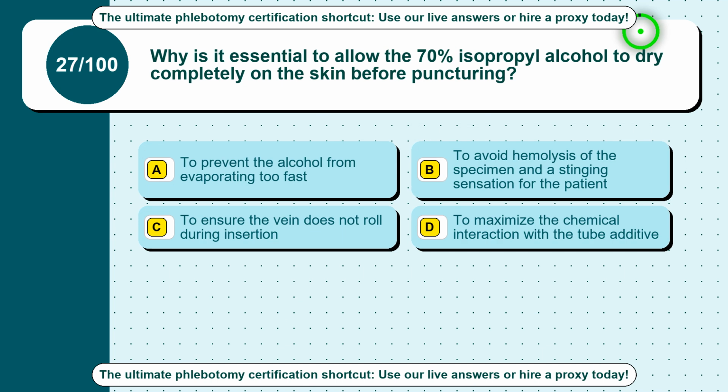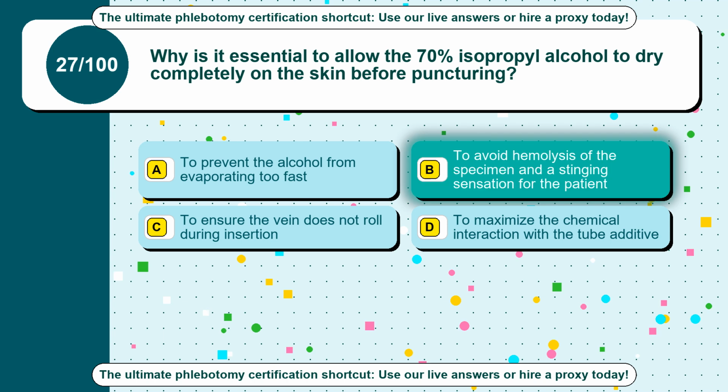Question 27. Why is it essential to allow the 70% isopropyl alcohol to dry completely on the skin before puncturing? Option A, to prevent the alcohol from evaporating too fast. Option B, to avoid hemolysis of the specimen and a stinging sensation for the patient. Option C, to ensure the vein does not roll during insertion. Option D, to maximize the chemical interaction with the tube additive.